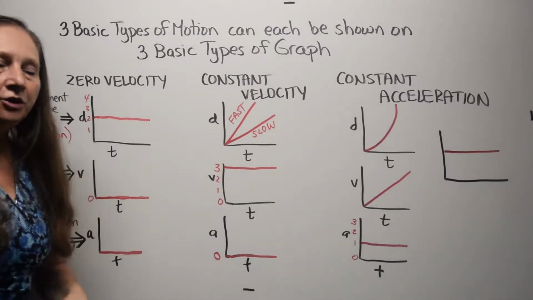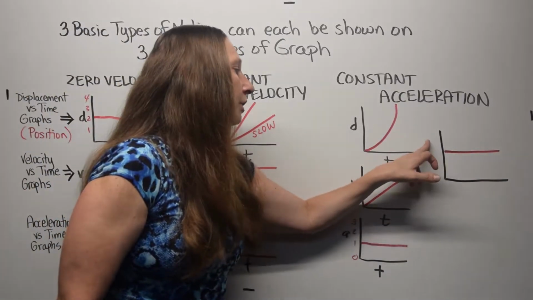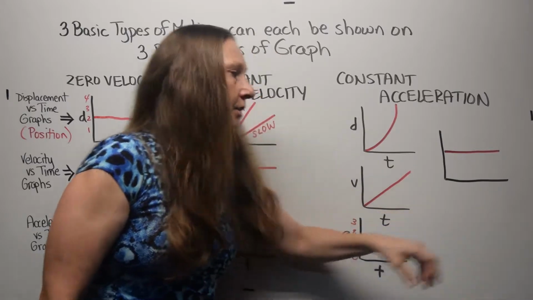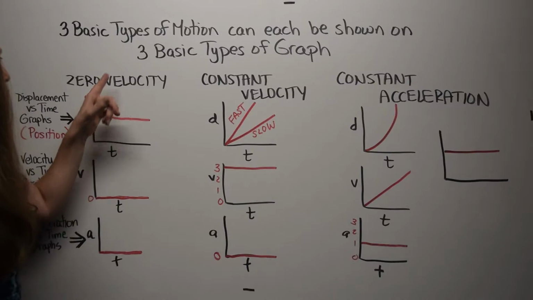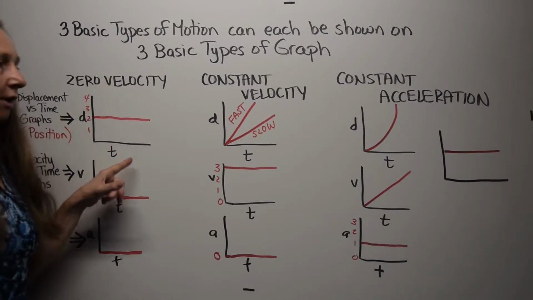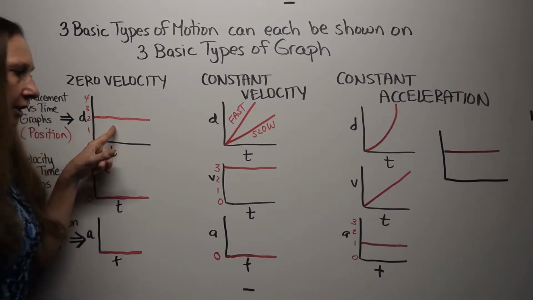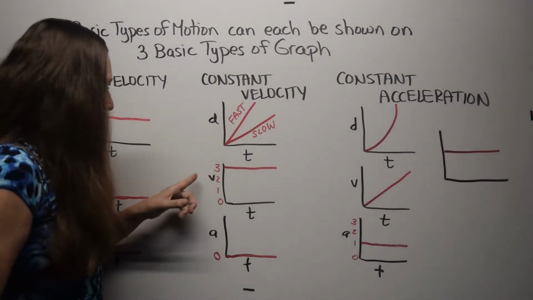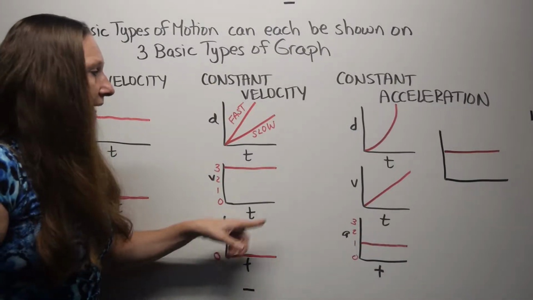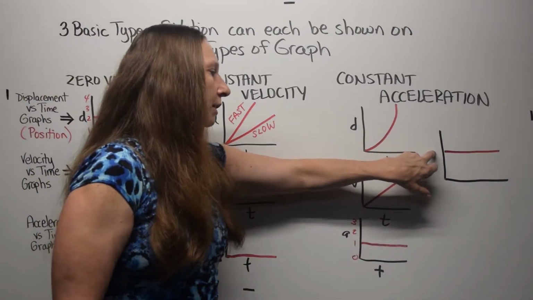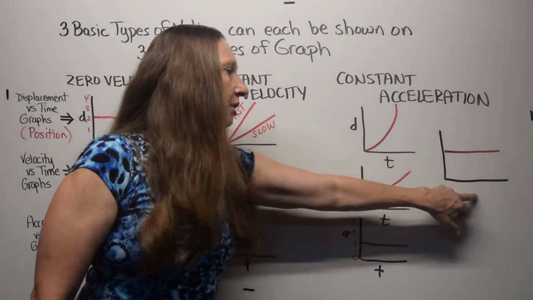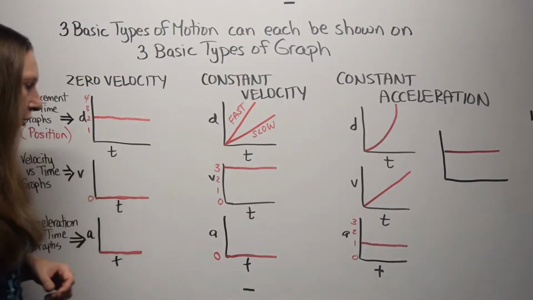Well, if you were to see something like this with no labels on the axes, I would hope that you would say, well, I don't know what that graph is showing, because if it's a displacement time graph, that graph is showing zero velocity. If it's a velocity time graph, then that graph is showing constant velocity. You would have to know what the labels were on the axes to tell me what that graph is showing.